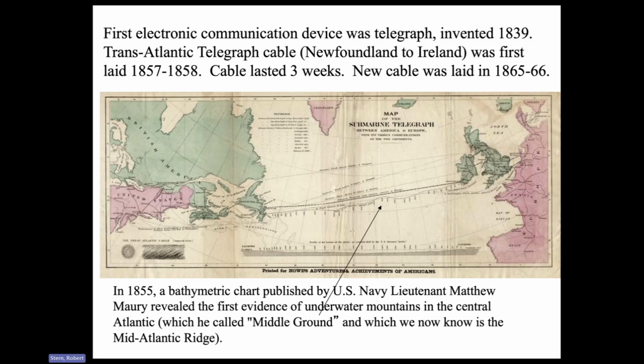So in 1855, a bathymetric chart was published by the U.S. Navy Lieutenant Matthew-Morley. He revealed the first existence of an underwater mountain in the central Atlantic. Now, the way they did this is they would stop the ship, and they would attach a lead weight with a bit of wax to it and lower it and try and feel when it hit bottom. And they would confirm that it hit bottom because the wax usually picked up some stuff on the bottom, which it wouldn't if it didn't reach the bottom. So this is very laborious. Maybe you get to do one of these a day or two of these a day.